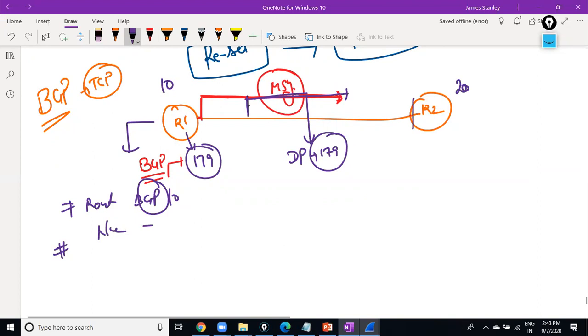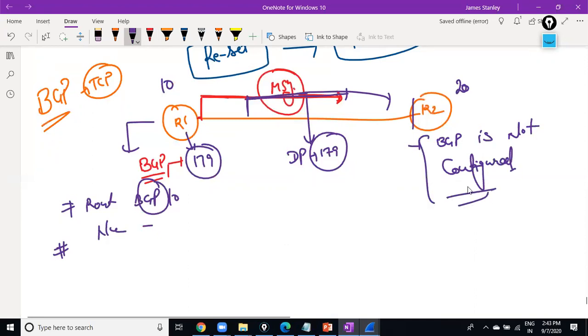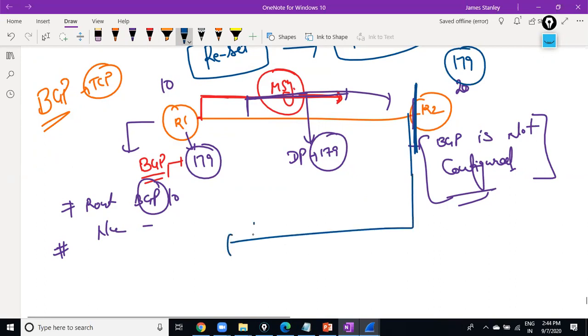But guys, still here BGP is not configured. If BGP is not configured, obviously this router is not aware of what port number 179 is, because that is not configured yet. So this router will send back a TCP reset message, saying it is not aware of that, and asking what port you are trying to communicate with.